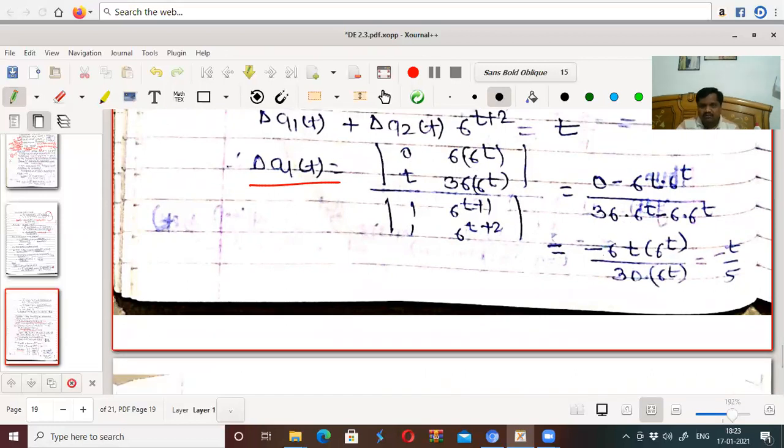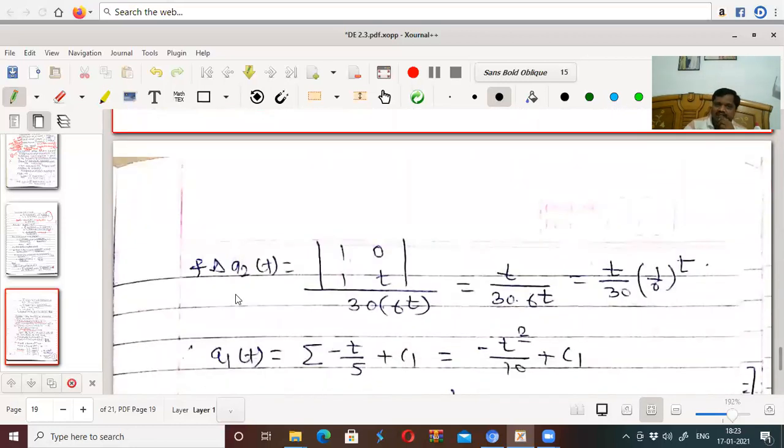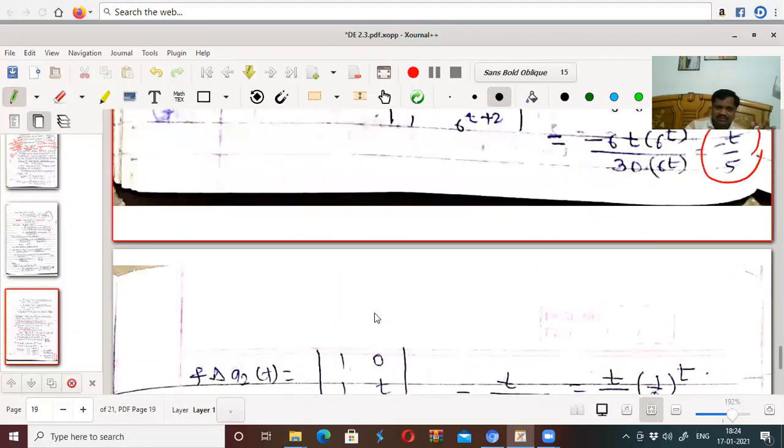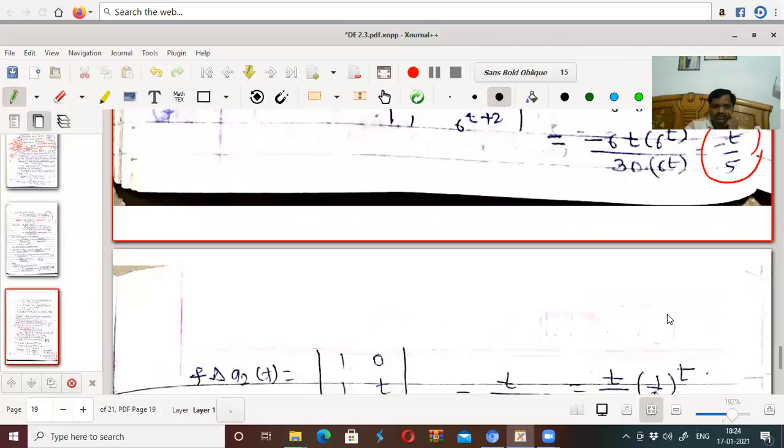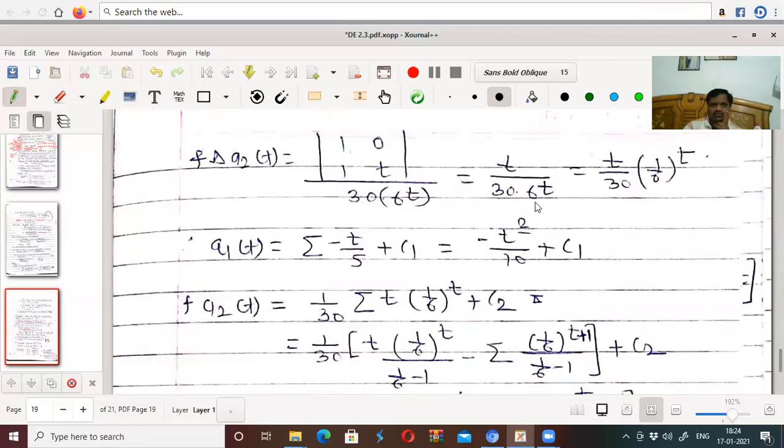So we get minus 6t into 6 to the power t divided by 36 minus 6, that is 30 into 6 to the power t. 6 fives are 30, 6 to the power t cancels with 6 to the power t, and you get delta a1(t) as minus t by 5, minus t by 5. Similarly, delta a2(t): first column 1, 1, second column replaced by the right hand side 0, t, and the denominator is the same, which is 30 into 6 to the power t, which will remain the same.